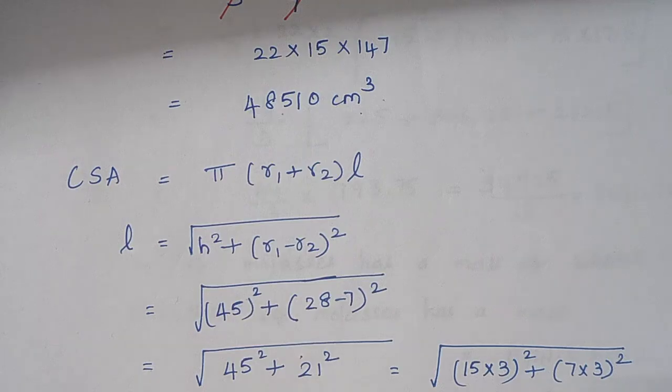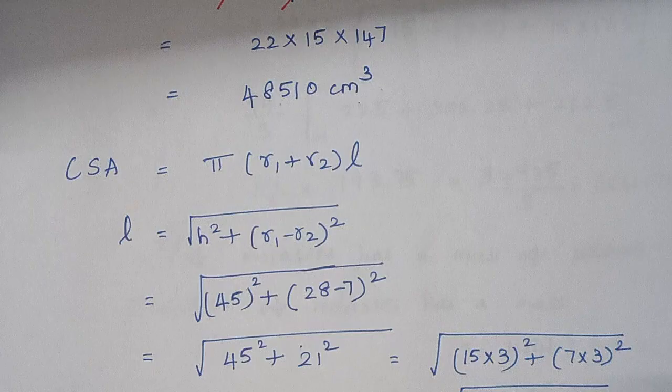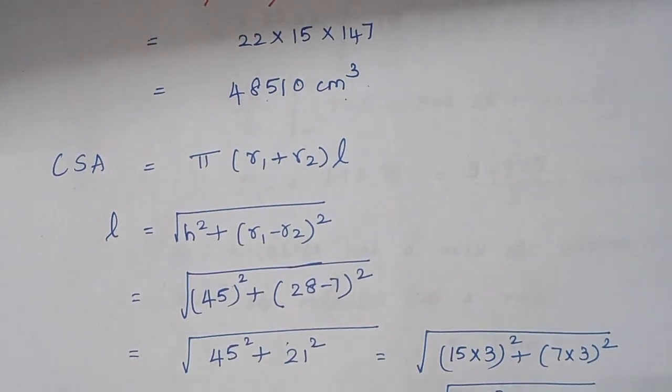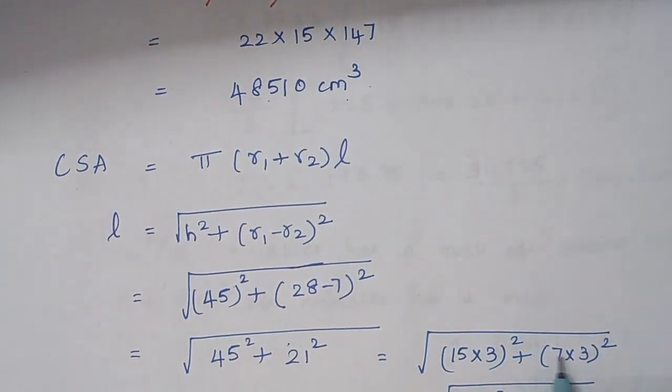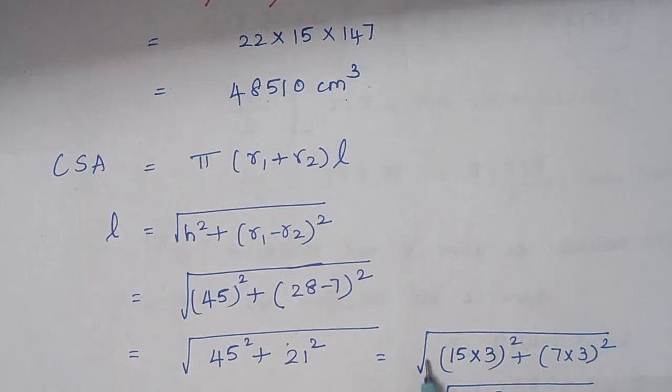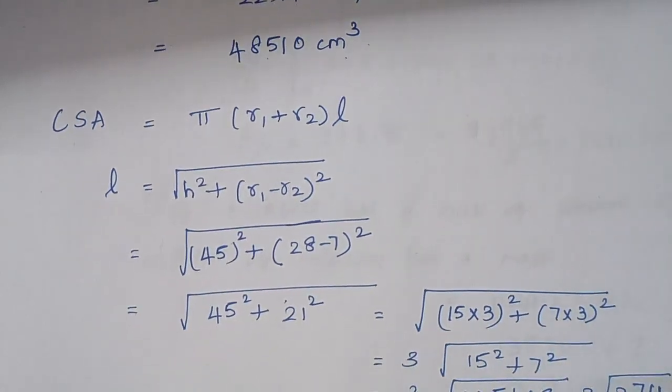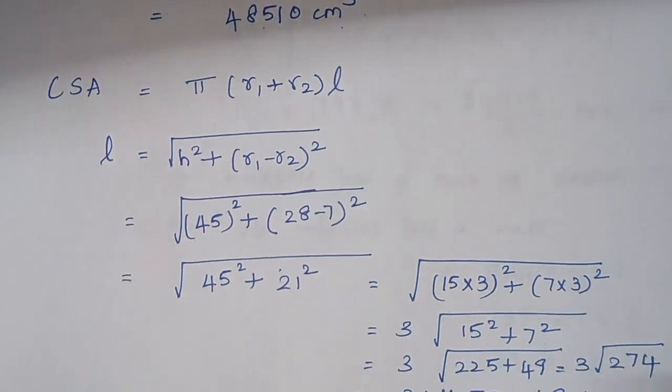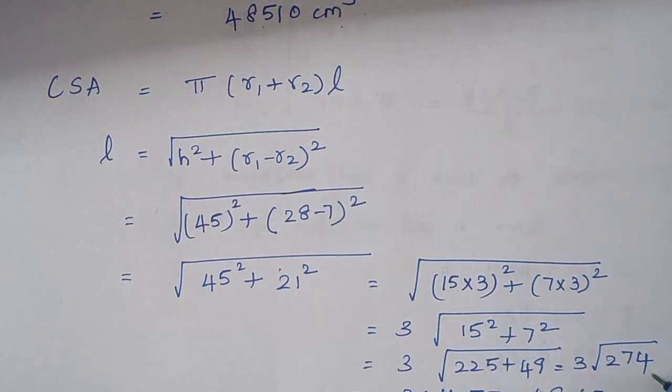To simplify the procedure of taking the square root, you see 45 can be written as 15 into 3 and 21 can be written as 7 into 3. So here I have 3 square as common. When you take 3 square out of the square root, it becomes 3. So 3 into square root of 15 square plus 7 square, which is nothing but 274.